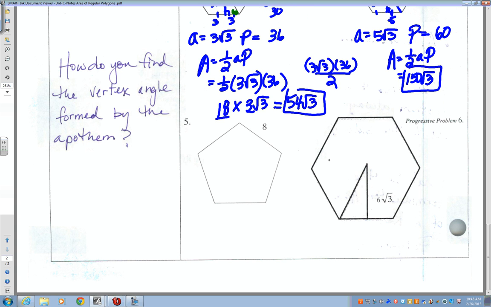So on number 5 for this pentagon, add your center, draw your apothem. Remember, when I draw it, it's always perpendicular to the side. And what happens to the side when you draw? It bisects. So I know the side is 8 from up here, so that means this is 4 and 4, right? And you're also going to have to draw your radius to create the right triangle. This is what we did yesterday.